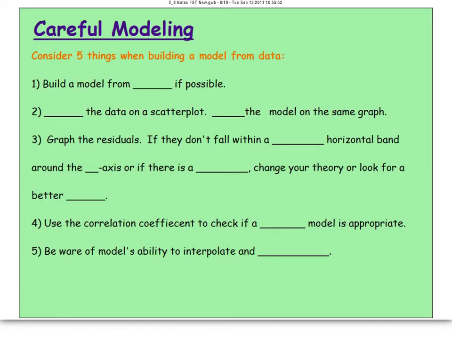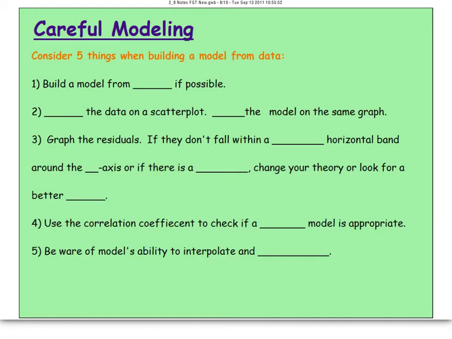So when you're doing modeling of scatter plots, trying to figure out if it's a linear, quadratic, or exponential model, there are really 5 things you should consider when building that data. The first is you want to make sure to build a model from theory if possible. You just don't want to make something up.